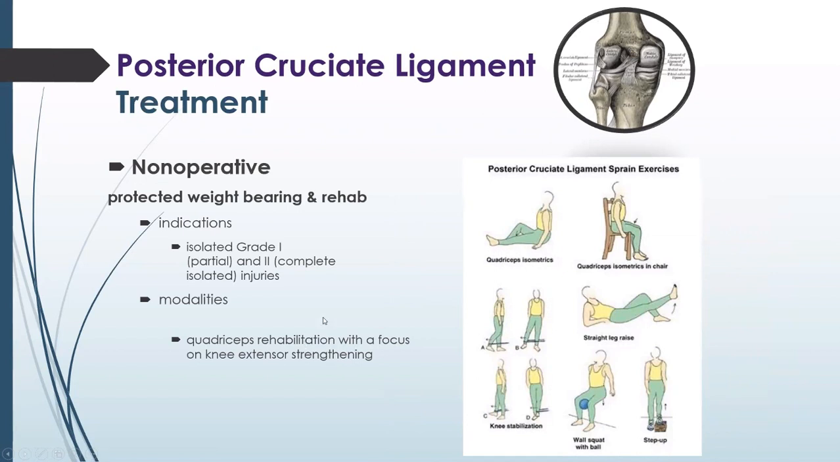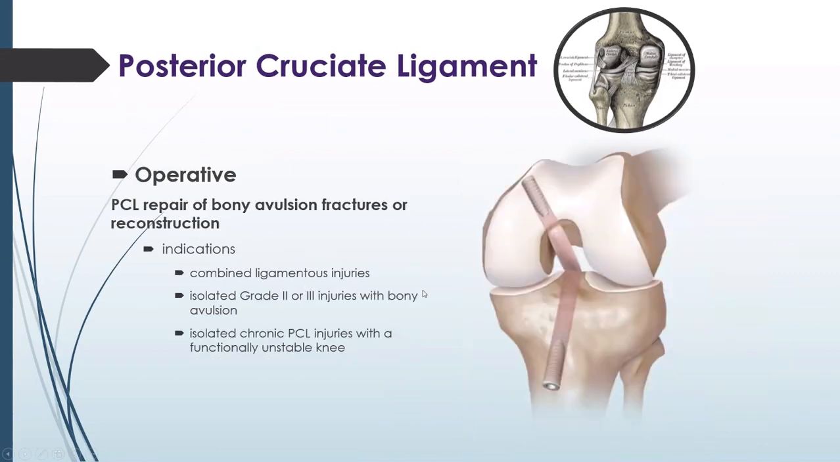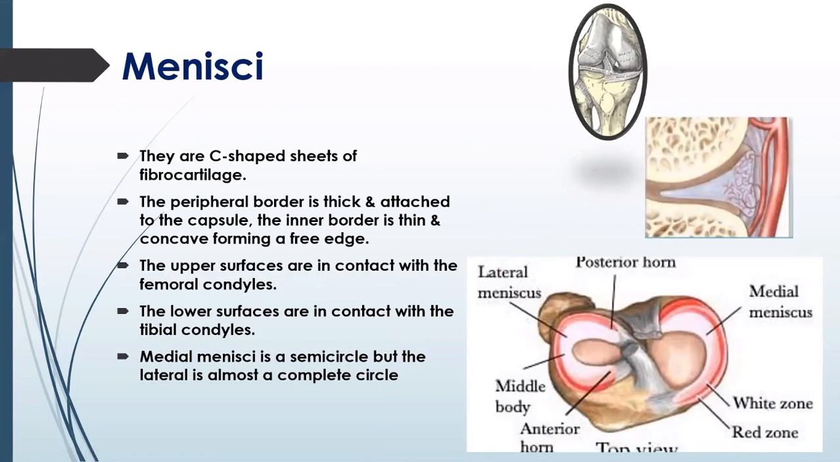Usually, we can start the patient with non-operative treatment with physiotherapy and protective weight bearing. Usually, they have some kind of adaptation for this treatment. And the operative treatment is the reconstruction with autograft or allograft to the original site of the PCL. Also afterwards, he has rehabilitation so that he can go back to work or to his activity. The next thing to talk about is the meniscus or the menisci.